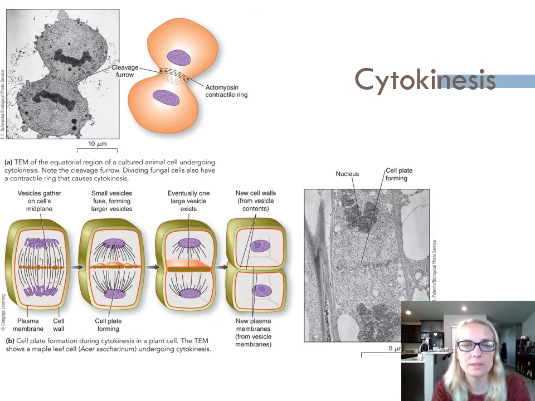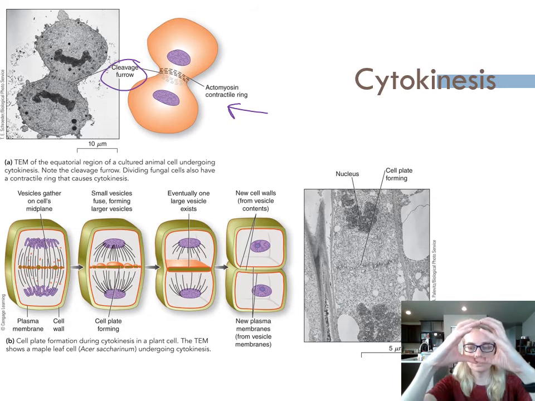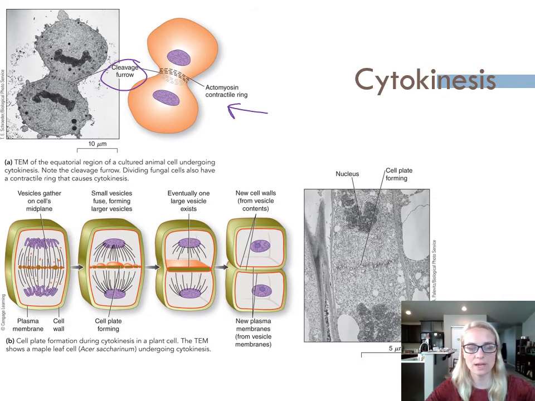The last step is called cytokinesis, and this is the physical separation of the cell. Mitosis is the division of the nucleus, which we completed at the end of telophase. In cytokinesis, depending on what type of cell you are, you're going to have a different process happening. If you are an animal cell, you're going to do something called the cleavage furrow. It's basically the cell splitting in half. It's physically pinching in half, and that will be your two new cells.